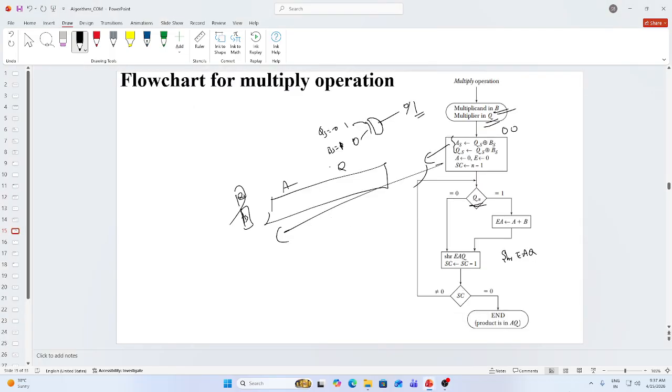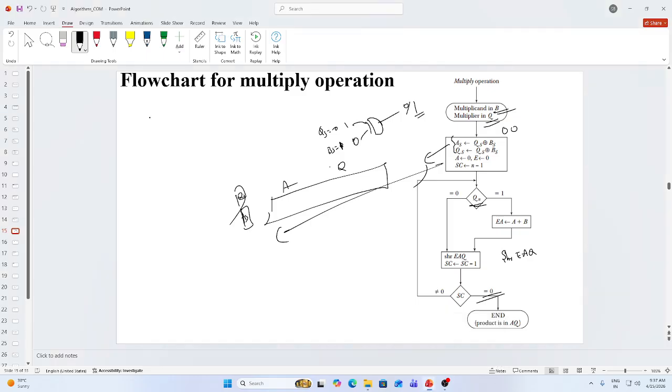We will always monitor the Qn bit. If Qn bit is 1, perform addition and right shifting. If Qn is 0, perform only shifting, no need to perform addition. And we decrement the counter. We repeat this process until the sequence counter is equal to 0. Once the sequence counter equals 0, we end this algorithm. So this is the thing.